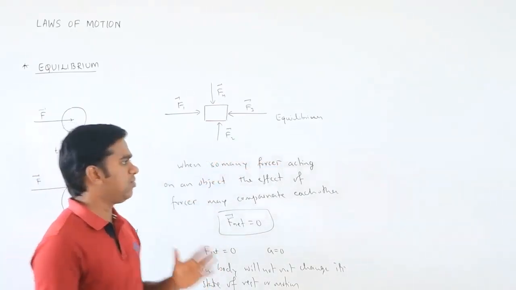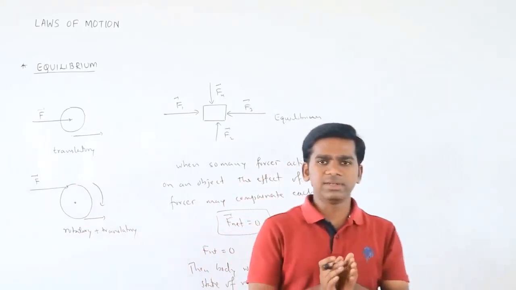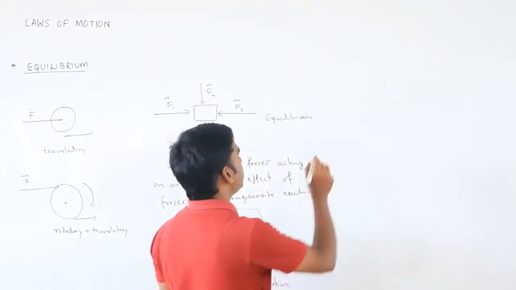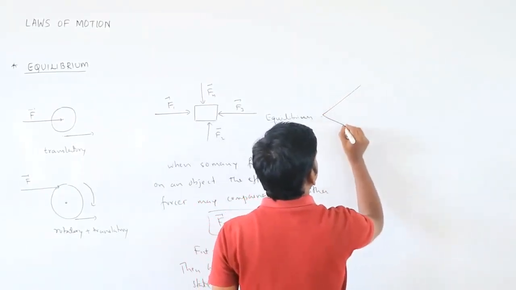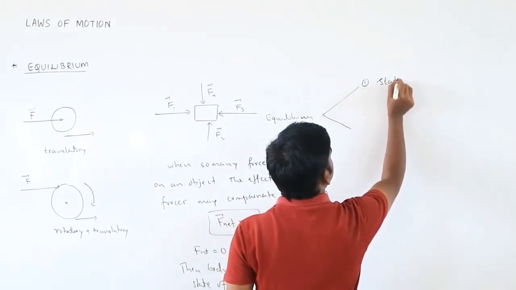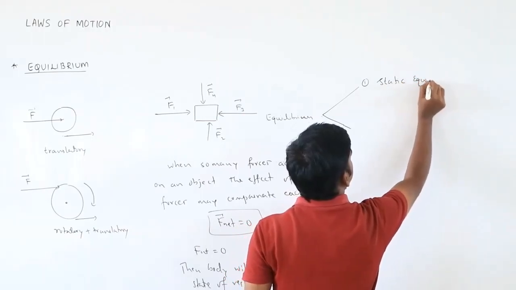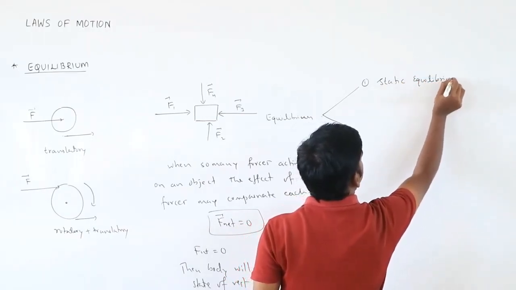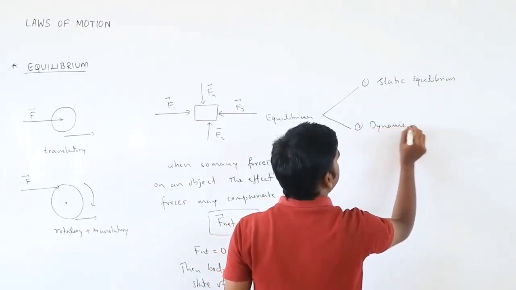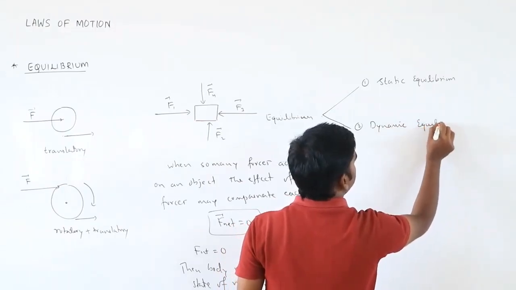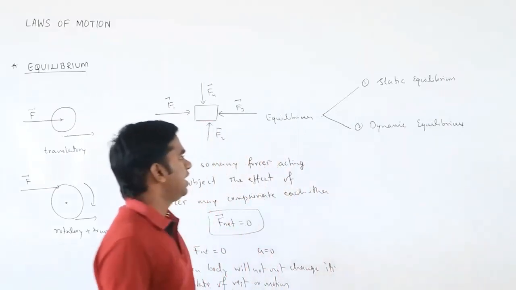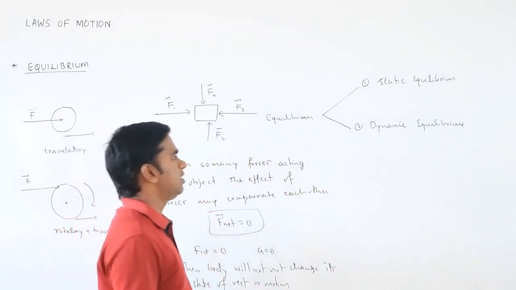It doesn't mean that equilibrium is only at rest. It may be moving also. That is why there are two types of equilibrium. The first one is static equilibrium. Next is dynamic equilibrium. Static and dynamic equilibrium. So there are two types of equilibrium: static equilibrium and dynamic equilibrium.